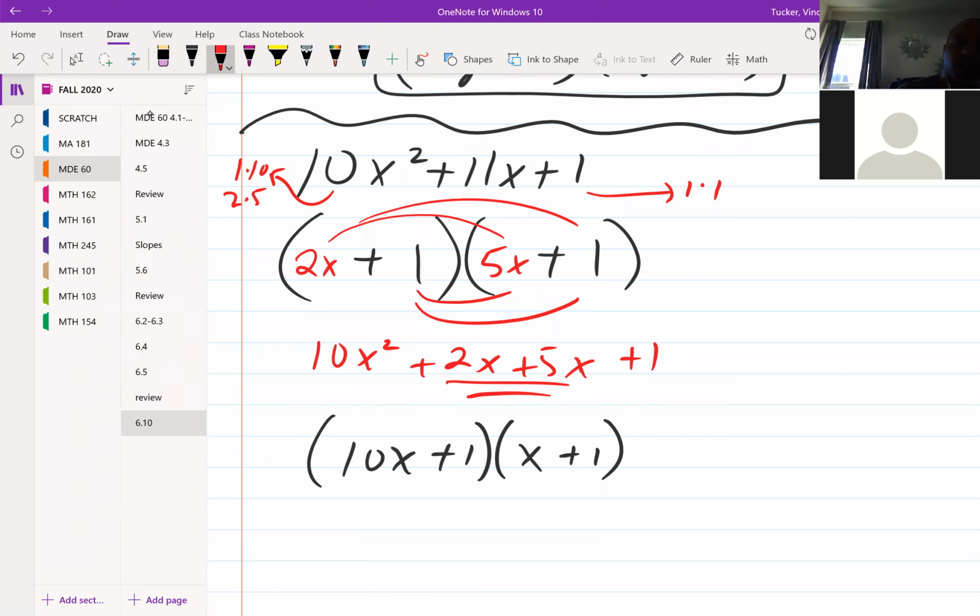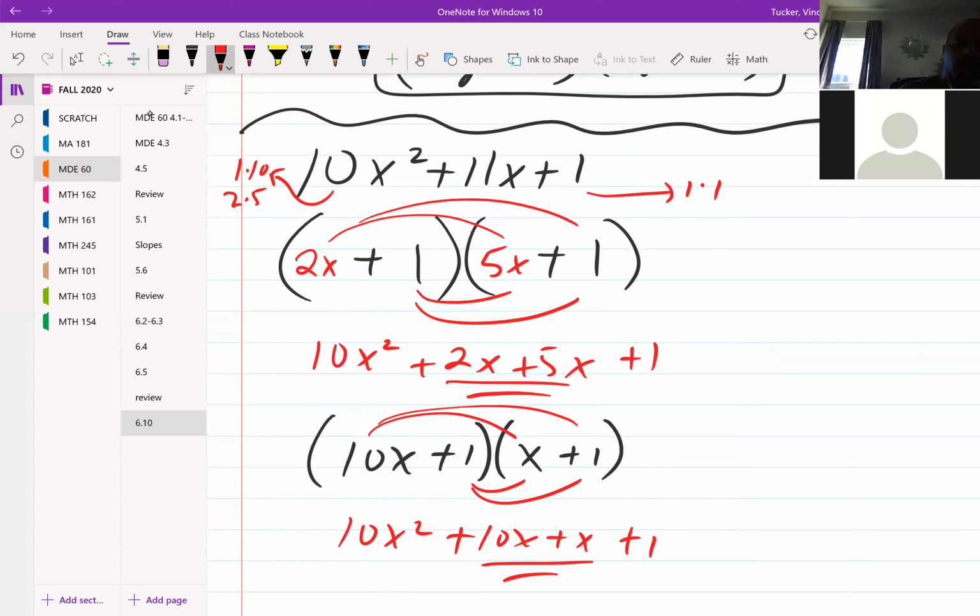If I fold this out, 10x squared, 10x, 1x, and then 1, and you see 10x plus 1x is 11x. So this would be our factorization. All right, questions?